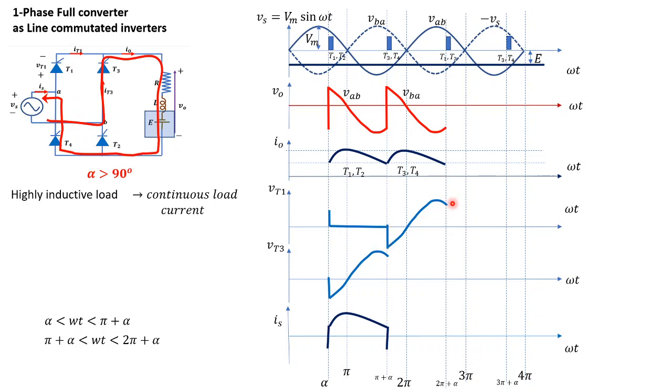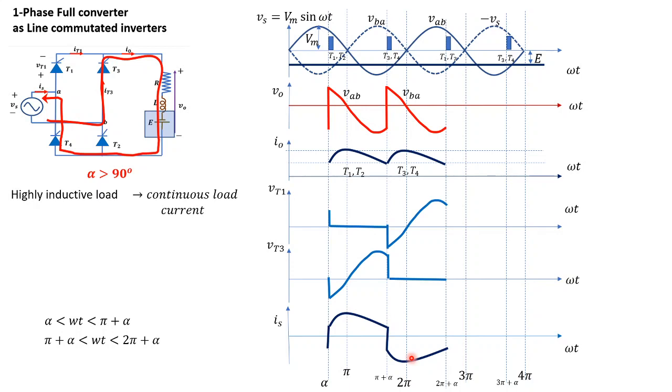Now during this period, T3 and T4 are conducting. While conducting, the voltage drop across them is assumed to be 0, the ideal case, so that is taken as 0. Coming to the source current, you can see the load current is opposite to the source current. So IS is equal to minus I0. This is I0, and minus of I0 is this, shown this way. So it is minus I0. This is the operation of the converter from alpha to 2 pi plus alpha for one complete cycle.